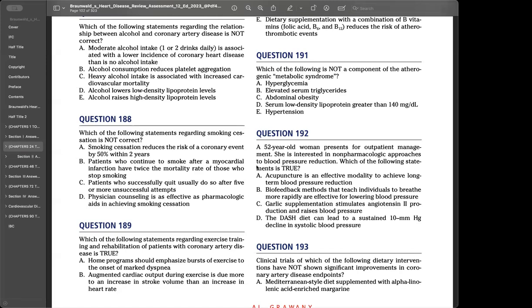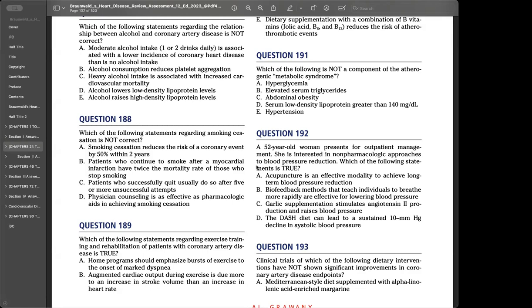A, acupuncture is an effective modality to achieve long-term blood pressure reduction. B, biofeedback methods that teach individuals to breathe more rapidly are effective for lowering blood pressure. C, garlic supplementation stimulates angiotensin II production and raises blood pressure. D, the DASH diet can lead to a sustained 10 millimeters of mercury decline in systolic blood pressure.